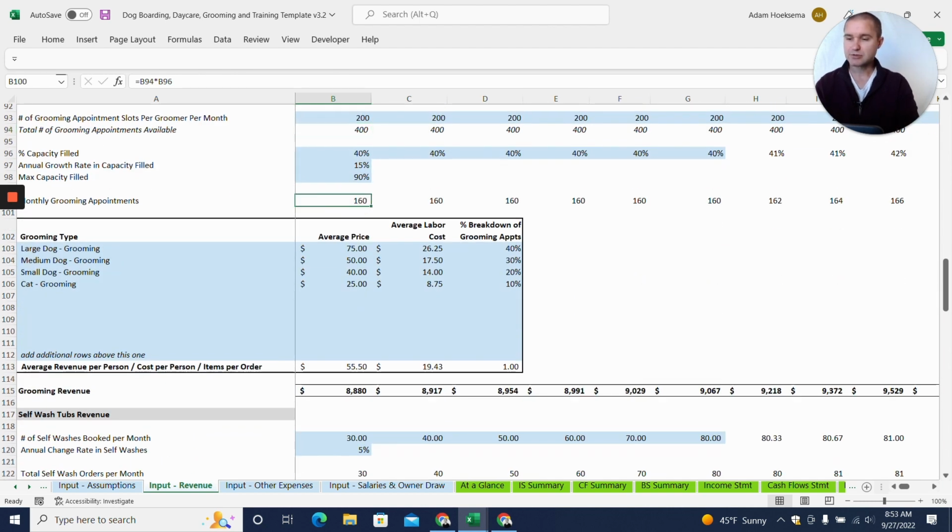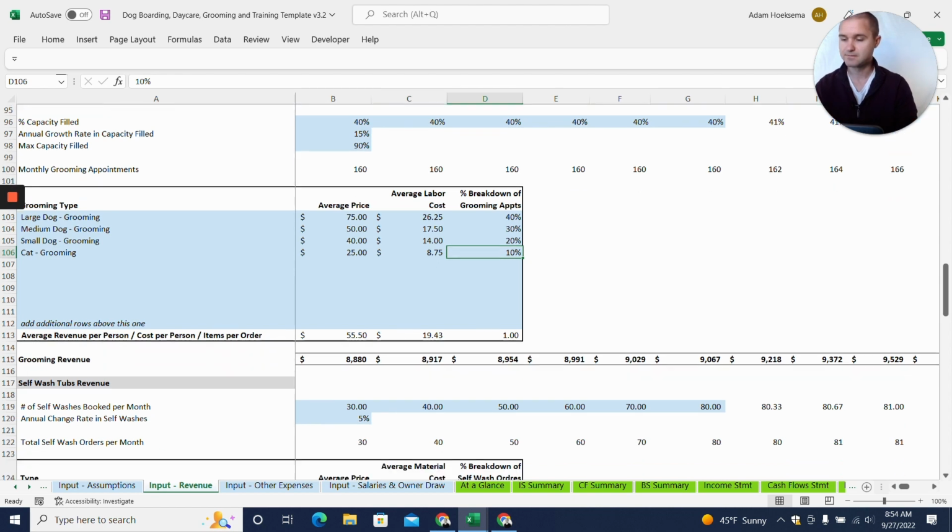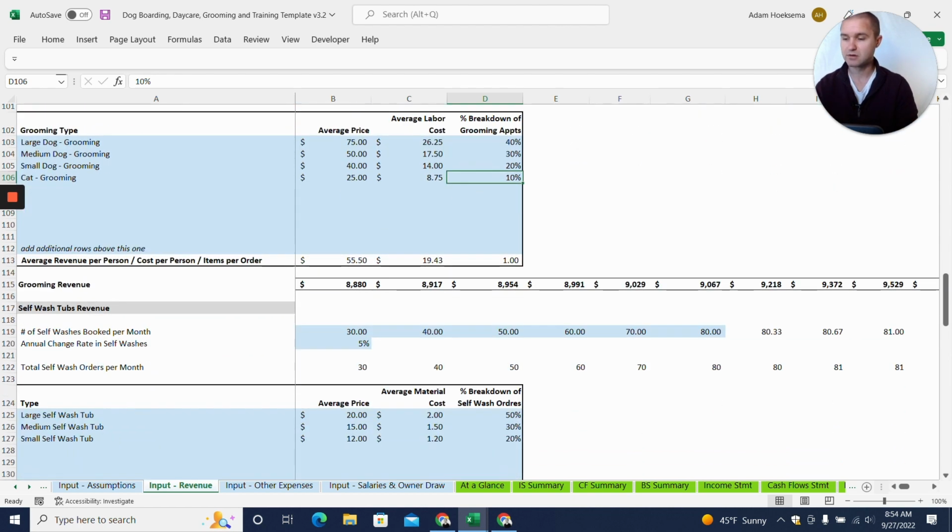That is going to allow us to project based on our capacity and then what capacity filled we have. We're saying we have 160 monthly grooming appointments that are actually going to be purchased. And then this table helps us break down those 160 grooming appointments. 40% are large dogs, 30% are medium dogs, 20% are small, 10% are cats. And here's the different price points we have. The average labor cost would be what you're paying the groomer to provide the services. That will allow you to project your grooming revenue.